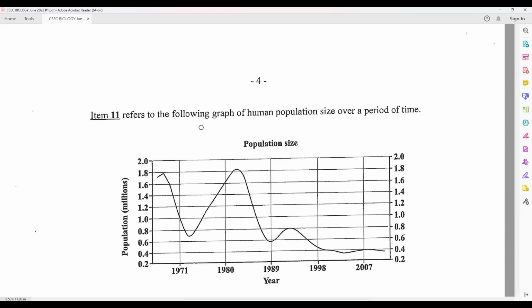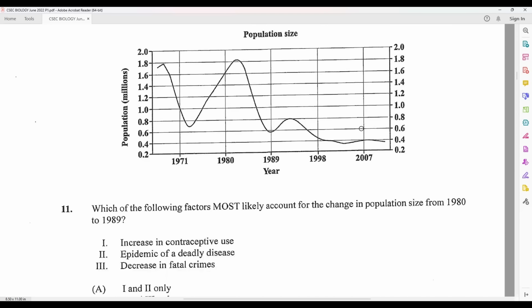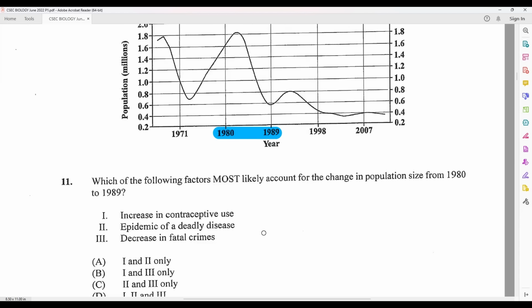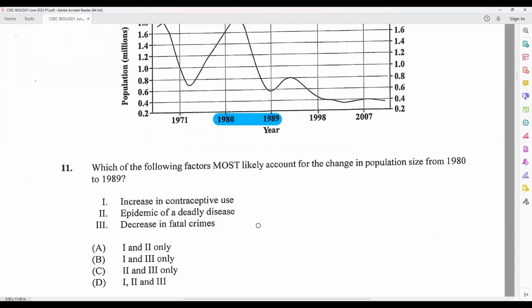Item 11 refers to the following graph of a human population size over a period of time. Which of the following factors most likely account for the change in population size from 1980 to 1989? So we are looking for this area, which means the population went down. An increase in the use of contraceptives, yes. Epidemic, deadly disease, and decrease in fatal crimes. No, a decrease in fatal crimes will carry the population up. So 1 and 2 is the answer we are looking for, which makes it A.